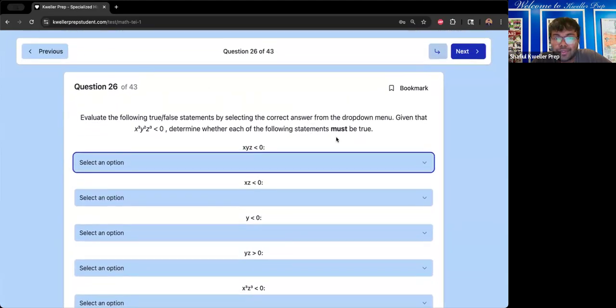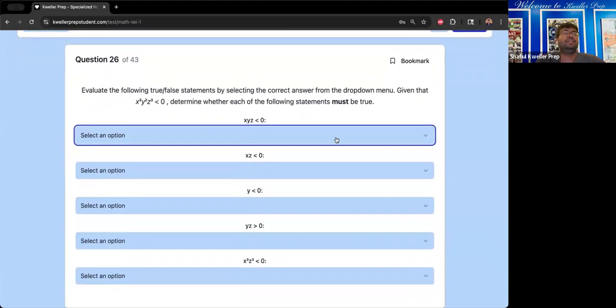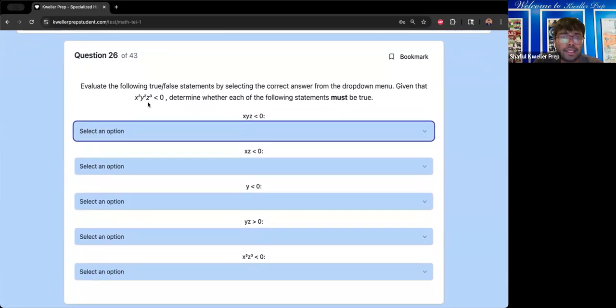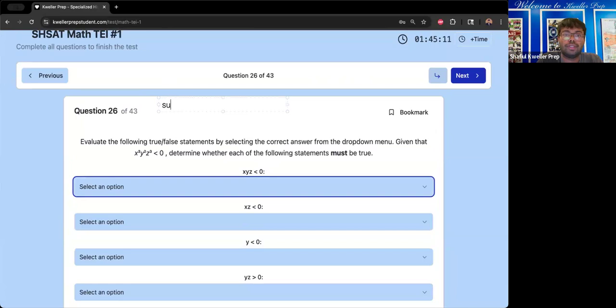Determine whether the following equations are true by selecting the correct answer. This question probably won't be on the SHSAT, but it's good to understand how to do these. The idea here is that when you square a number, I'm going to write the idea on the top. Squaring a number always makes it positive. This is something that you just have to remember. Squaring a number always makes the number positive. Cubing a number either makes it positive or negative.